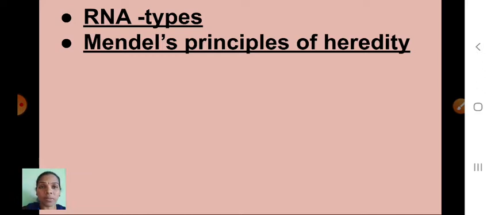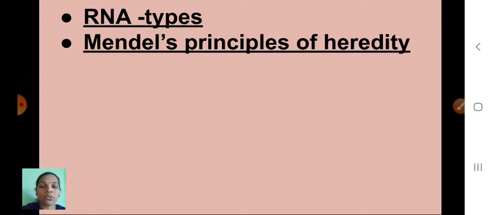Next, we discussed Mendel's principles of heredity. If both parents make an equal contribution, which character will appear in the next generation? Mendel conducted that experiment on which plant? Pea plant, Pisum sativum. After that experiment he stated the principles, that is, Mendel's principles of heredity.